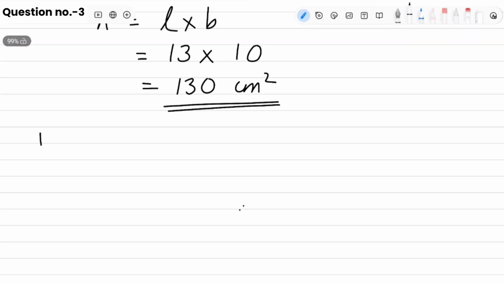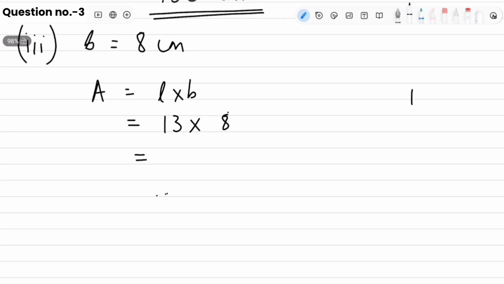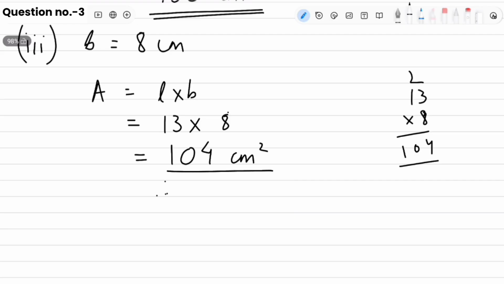So now let us move on to the third part of the question where breadth is given to be 8 centimeter. Now area is equal to length into breadth again, and length is 13, breadth is 8. So 13, 8 3s are 24, 8 1s are 8, 9, 10. So it's going to be 104 centimeter square. That is your answer.